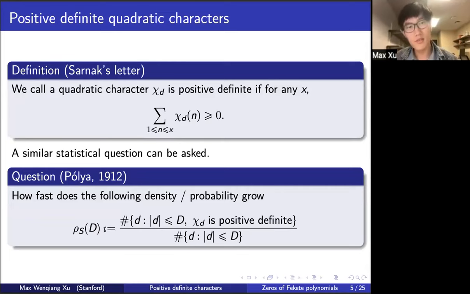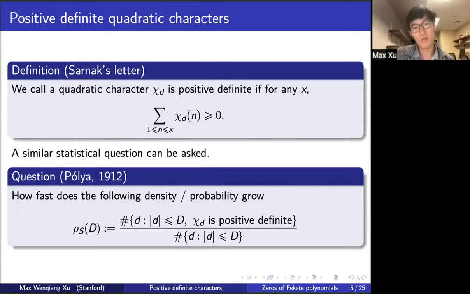And another very related question is called positive definite quadratic characters. So this positive definite, at least the definition, we borrow it from the letter of Sound. So we slightly twist his definition here. In this setting, we call a quadratic character chi_d positive definite if for any x, the sum of chi_d(n) from 1 up to x is always non-negative. So we know that the sum of chi_d(n), n from 1 up to, let's say, d, will be 0. And this is really saying that no matter where you stop, this partial sum will always stay non-negative.